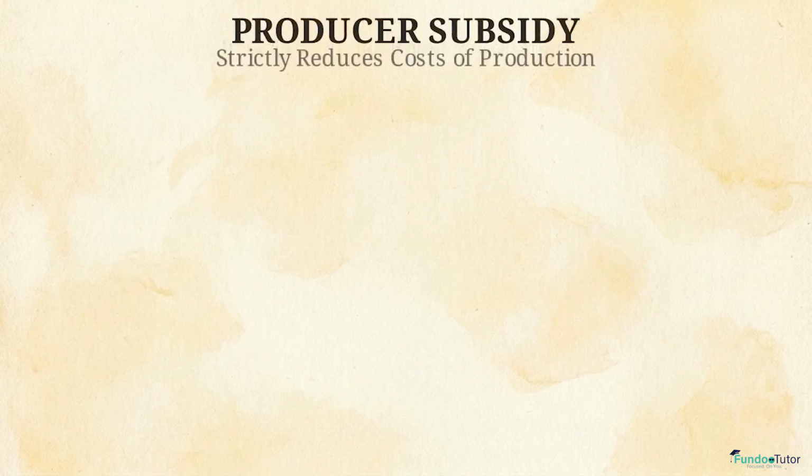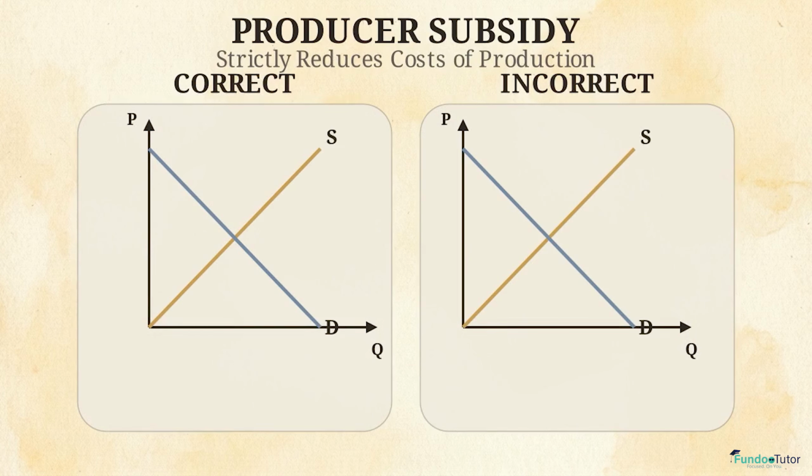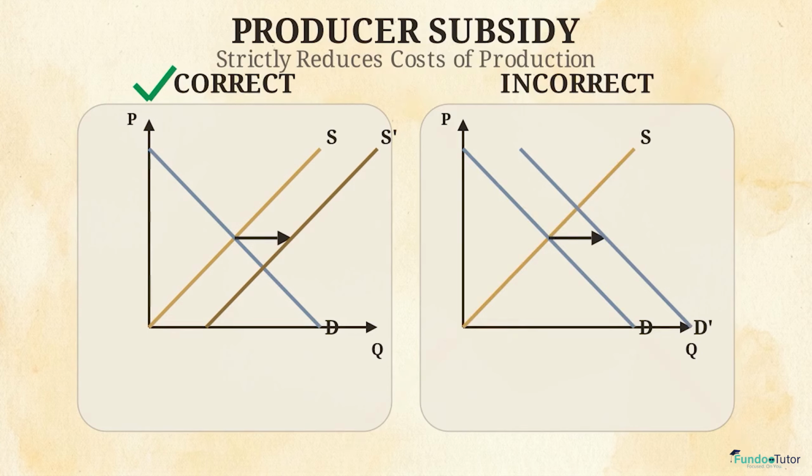Before you take your exam, lock in this final rule. A producer subsidy strictly reduces costs. That means it always shifts supply to the right, and it never impacts the demand curve.